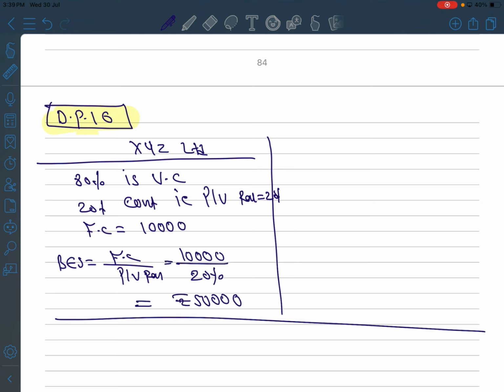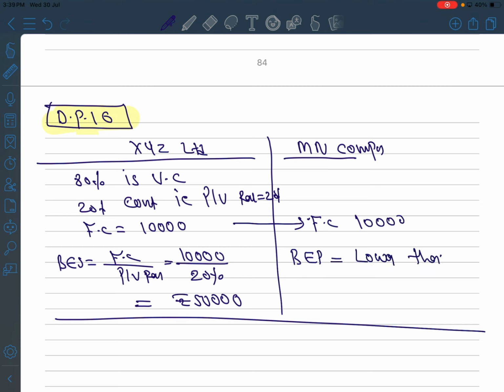Read the question. Another firm, the name of the firm is MN Company, having the same amount of fixed cost. Here, fixed cost of the same amount means 10,000. But the speciality of this firm is that their break-even point is lower than XYZ. Listen here. Break-even point of MN Company is less than that of XYZ.